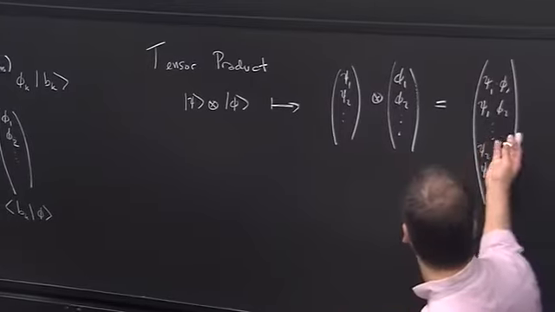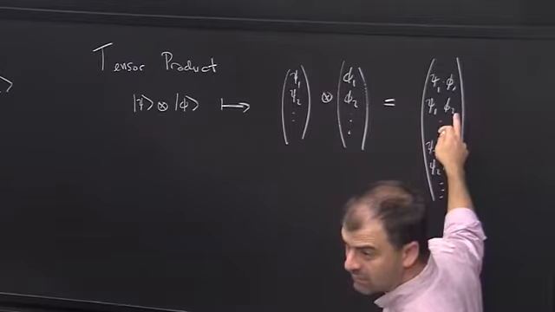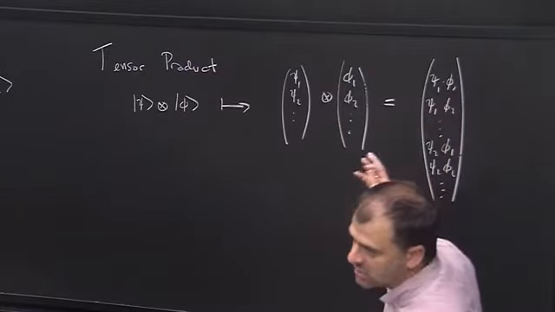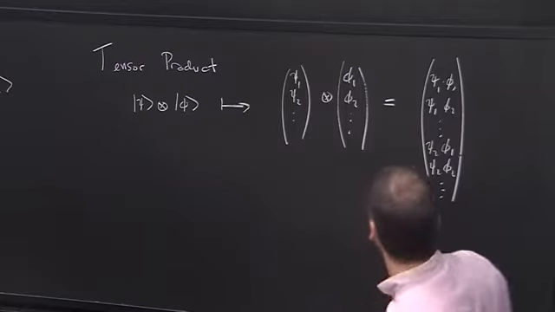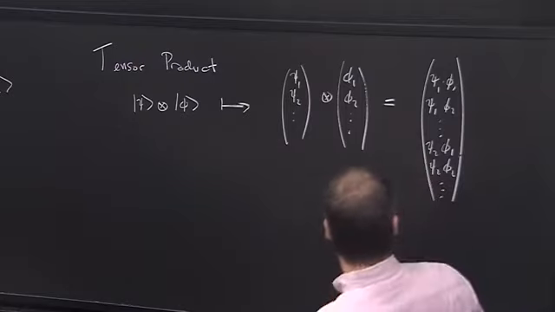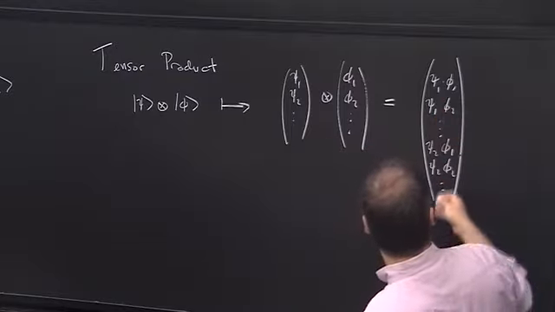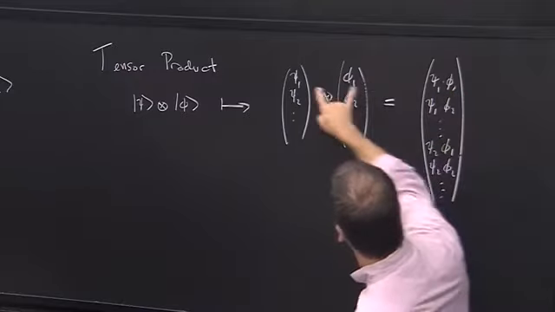Now I could have done it otherwise. I could have made this psi 1, psi 2, and kept these guys as phi 1. Okay, so this is the most common convention, but it's just a convention. As long as you stick to your convention, you don't make mistakes, right? So here, each of these elements of my composite system is, of course, a complex number. And it's the product of the two complex numbers here.